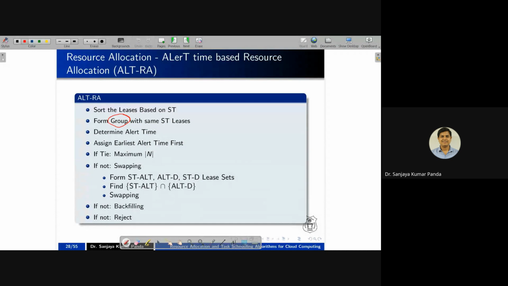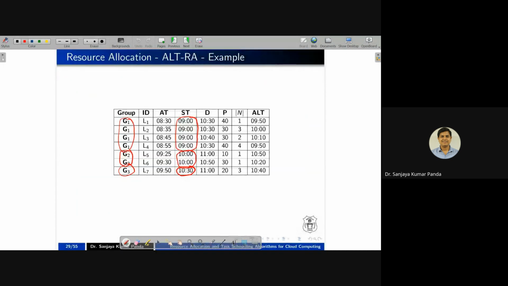Then it is asking you to calculate the alert time. So how to calculate alert time? Alert time is nothing but D minus P. So for example, for lease L1, its deadline is 10:30, right? Its duration is 40 minutes. So 9:50 is the alert time.